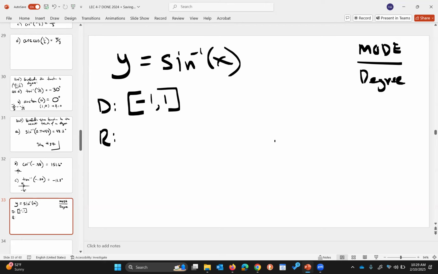What is the range? Okay, so we're in degree mode though. Answer is negative 90 degrees to a positive 90 degrees. That is my range. So now let's go for it before we graph it. Got to get our window set well.